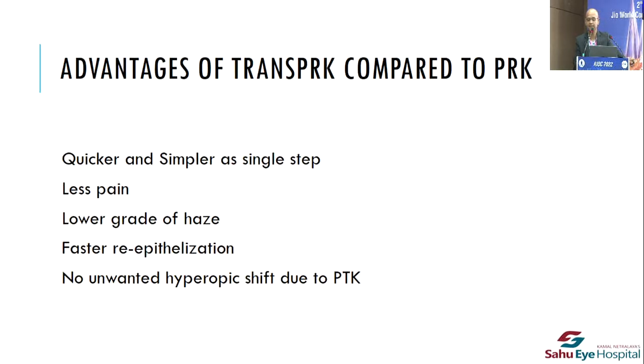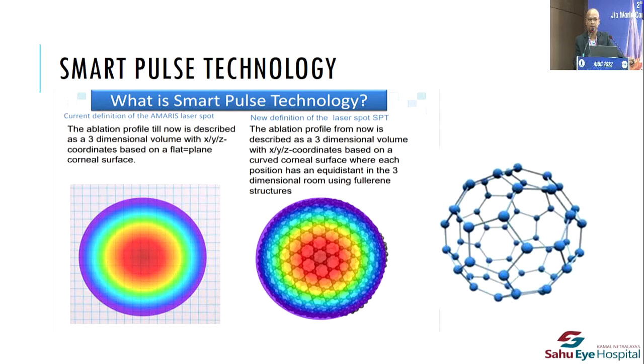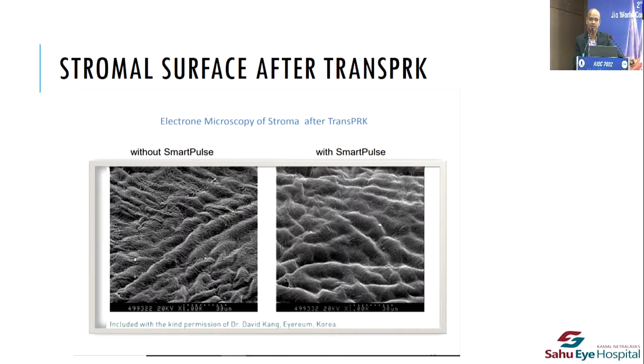Now, what are the advantages? It's obvious that it becomes simpler, quicker, with less pain, lower grade of haze, and faster reepithelialization. Now, with the advent of smart surface treatment, it makes an assumption that the cornea is not a flat surface, but akin to a fullerene structure. What it does is leave the cornea smoother after the procedure.